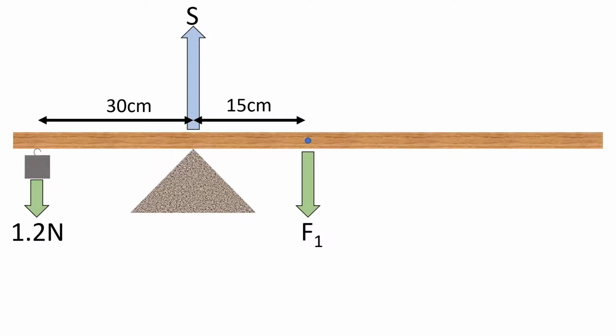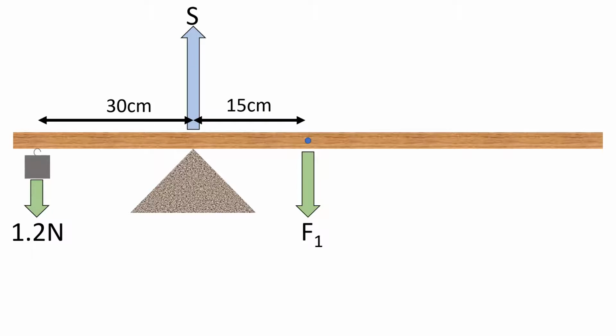So let's take a look at this scenario. We want to find the weight of the meter rule, but we don't have a normal balance, we don't have a scale. So what we can do is use a known weight that we already have. I've chosen to use a 1.2 Newton weight.